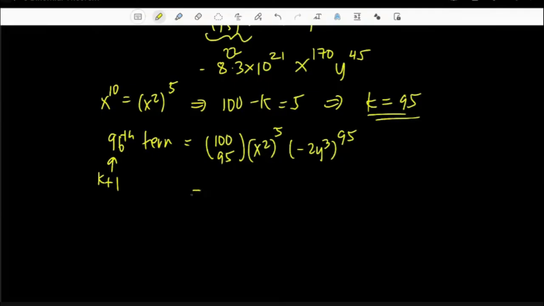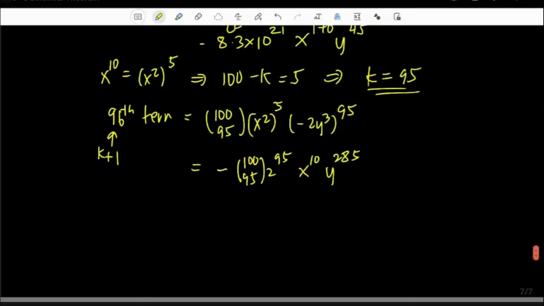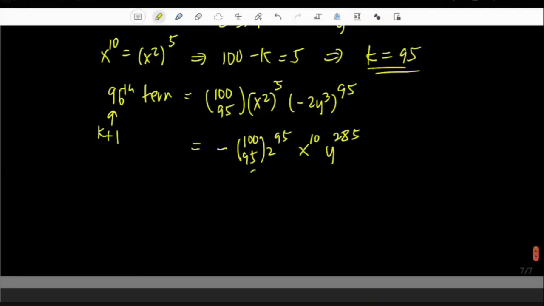Okay? So, this will again give us a negative value. So, negative 100 taken 95, 2 to the 95, x to the 10, y to the 3 times 95, which is 285. Alright. Now, if you use a calculator, this is approximately equal to 2.98 times 10 to the 36. So that's x to the 10, y to the 285.